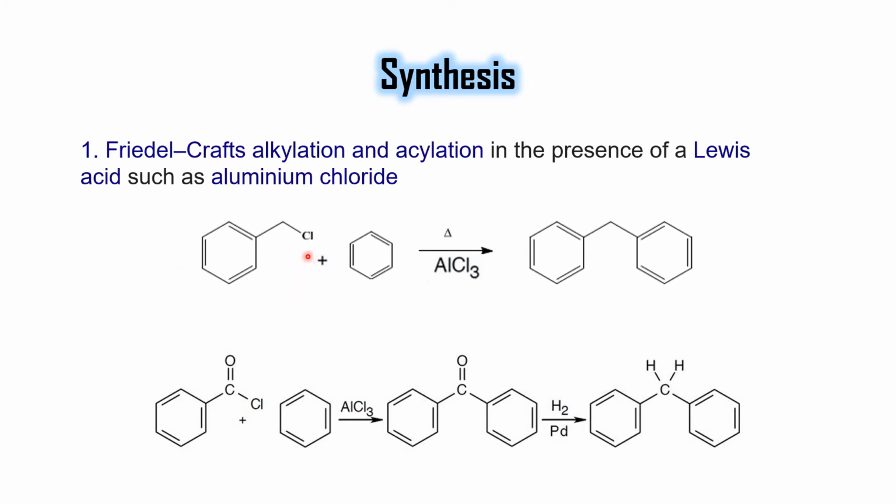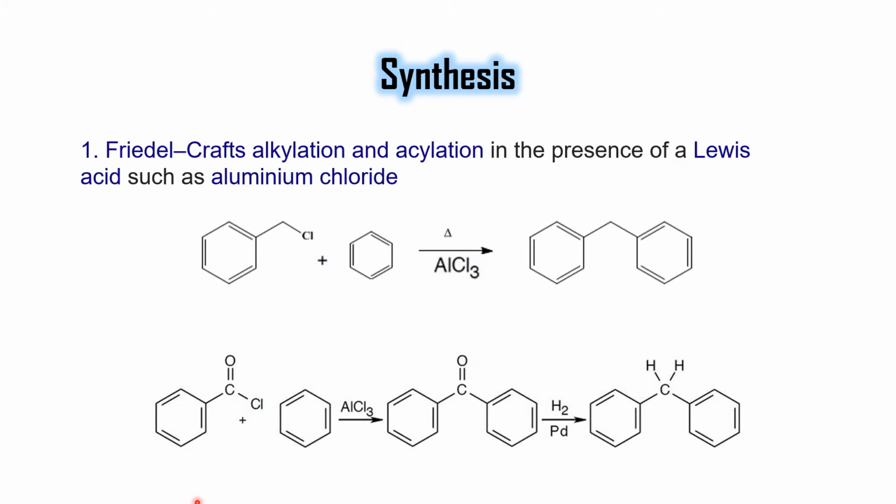You can react benzyl chloride. So it is containing benzene ring CH2Cl. So one reactant is having benzene ring plus carbon. So you can simply treat it with benzene. In presence of Lewis acid, upon slight heating, there will be elimination of HCl, hydrogen from here and Cl.